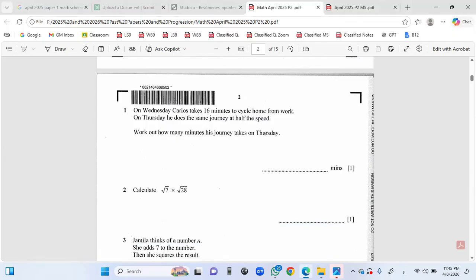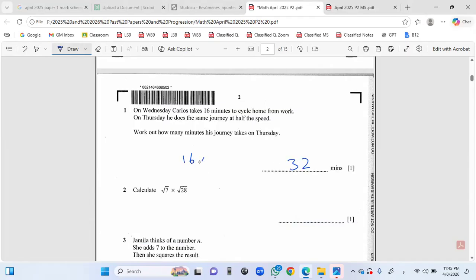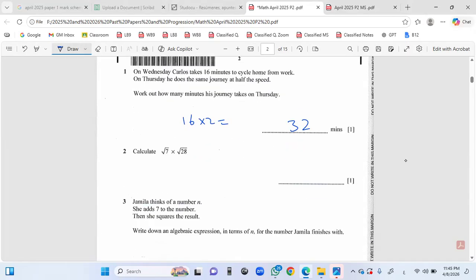If you are going somewhere at half the speed, which means you're slowing down, you're going to take more time. So less speed, more time makes sense. It is going to be doubled instead of halved because it's half the speed. So we're going to double the time: 16 times 2, which is 32 minutes.